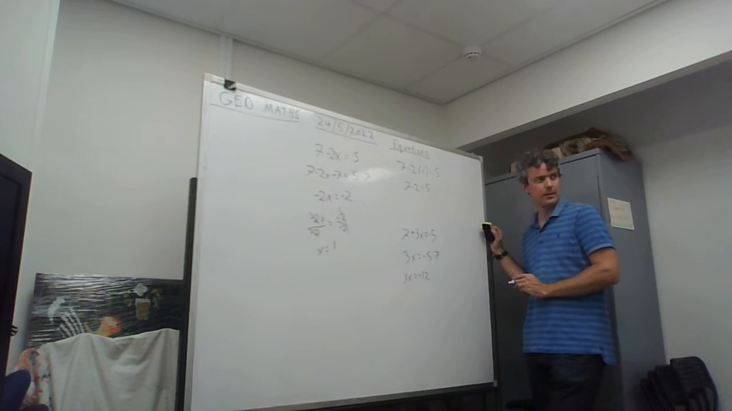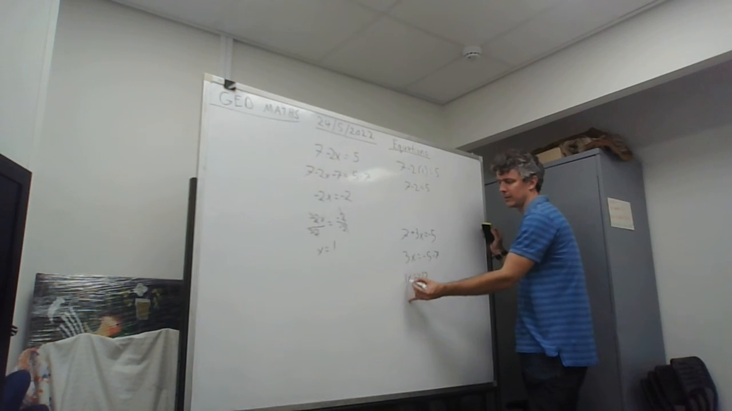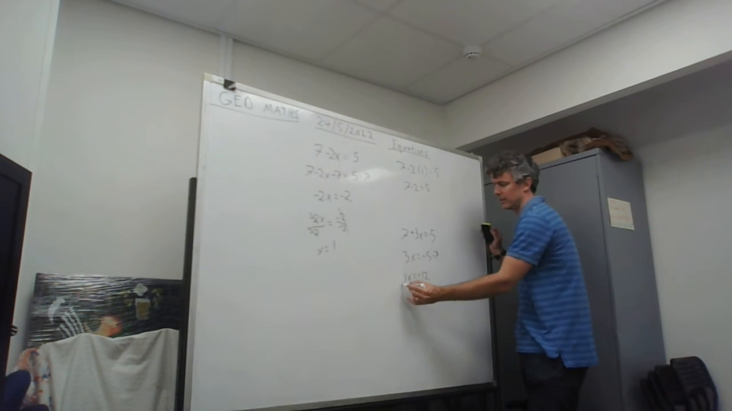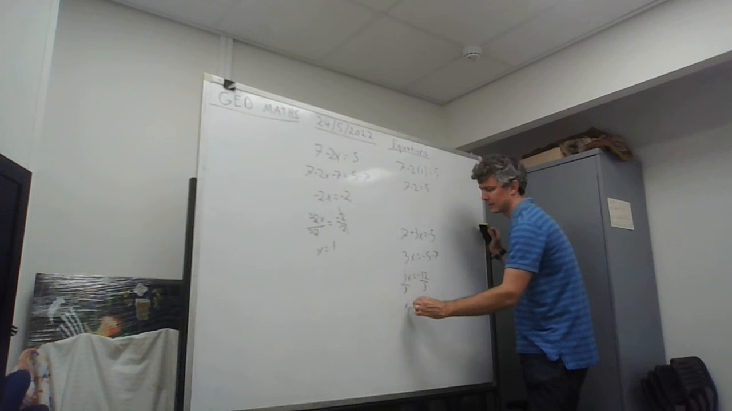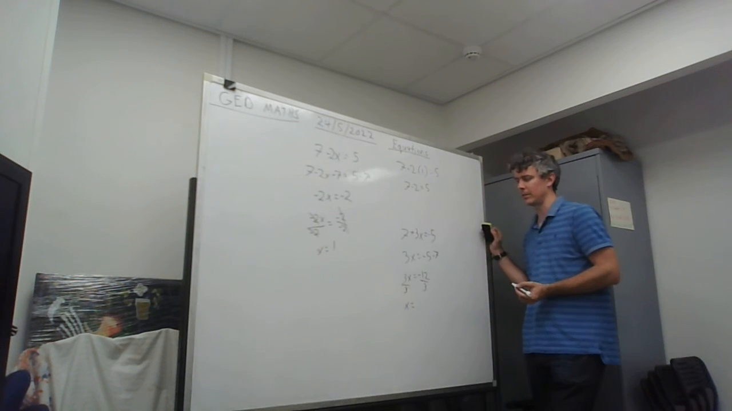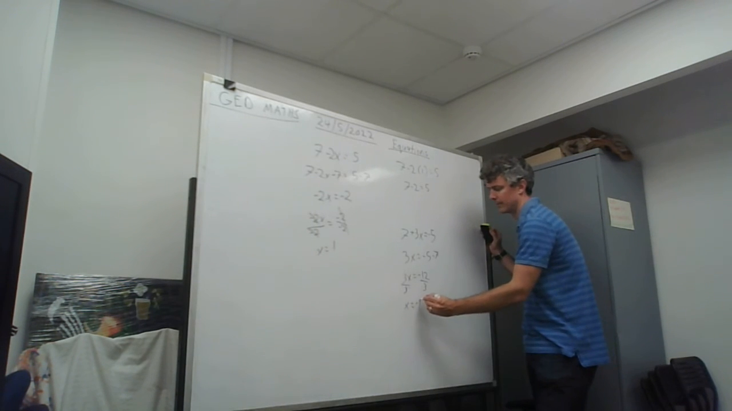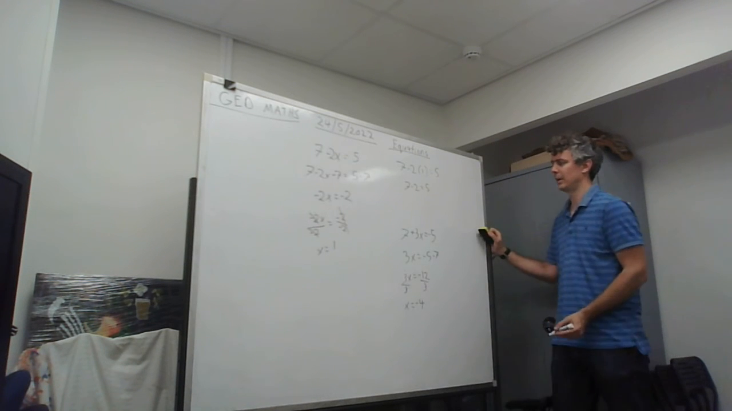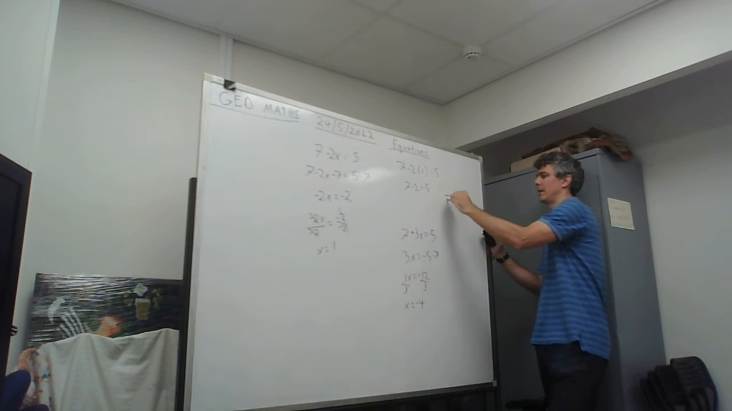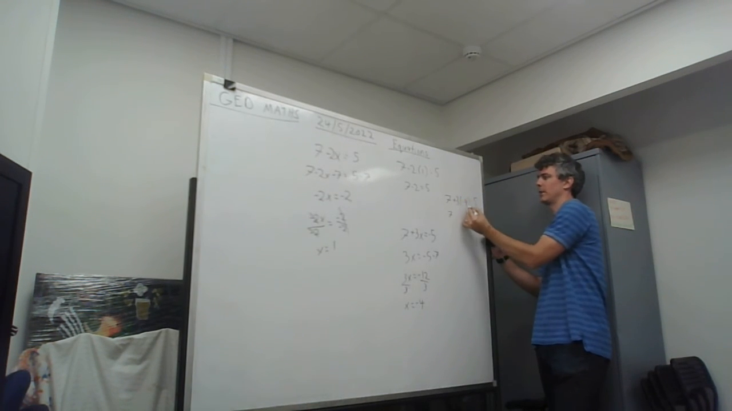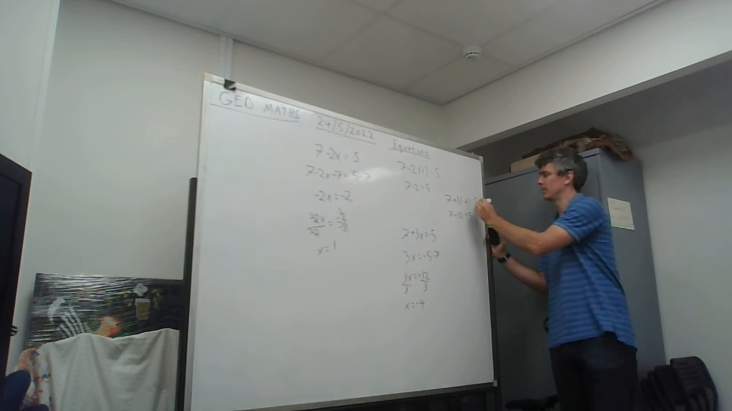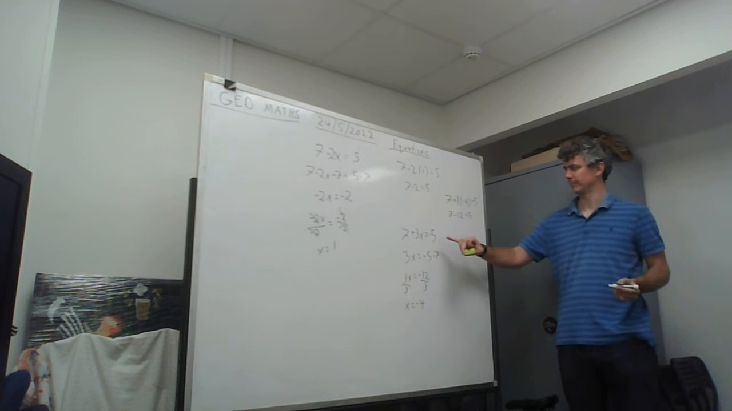Okay? And then we divide both sides by this coefficient. So divide by 3, divide by 3, and then x equals, what's minus 12 divided by 3? Minus 4. Okay, we can check this one here. 7 plus 3 times minus 4: 3 times minus 4 is minus 12, so 7 minus 12 equals minus 5. That's correct.